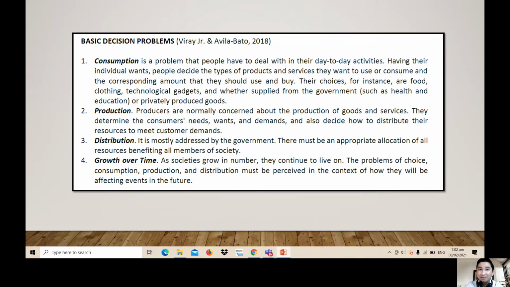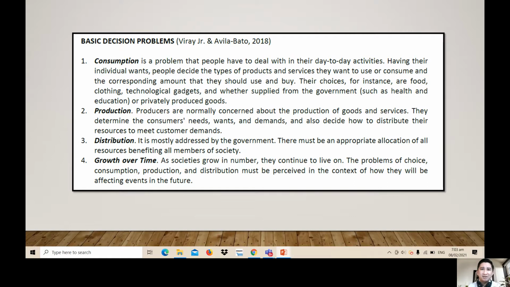Next is the basic decision problems. So, first one is consumption. It is a problem that people have to deal with in their day-to-day activities. Having their individual wants, people decide the types of products and services they want to use or consume and the corresponding amount that they should use and buy. So, in here, their choices, for instance, are food, clothing, technological gadgets, and whether supplied from the government, such as health and education, or privately produced goods.